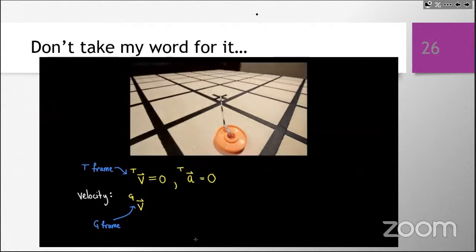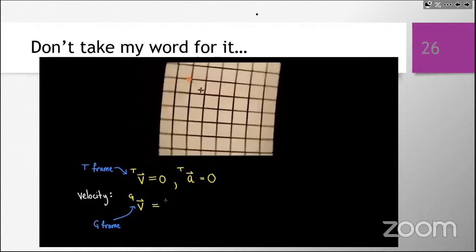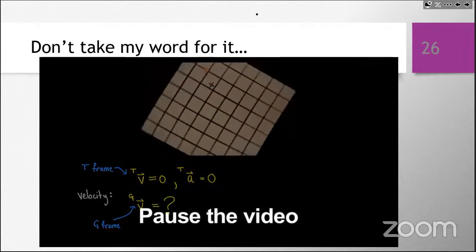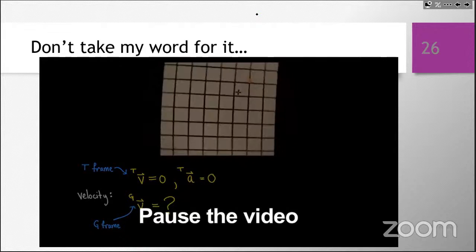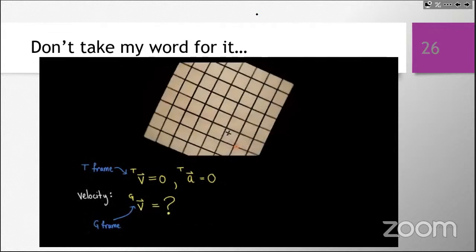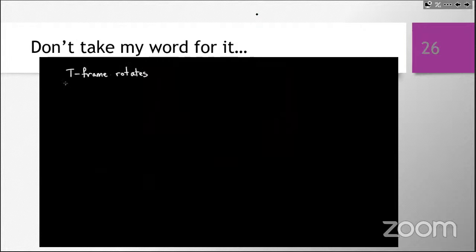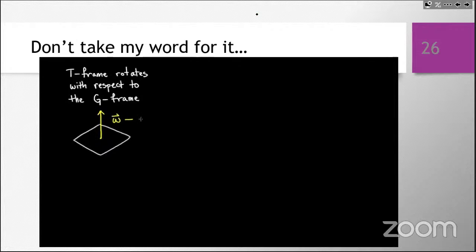Pause the video here to determine the velocity of the disk as seen from the ground frame. What would it be? I'm not going to pause it. According to the G frame, the T frame is rotating with some angular velocity represented by the vector omega. Omega points along the axis of rotation with magnitude equal to the angular velocity. The velocity of the disk according to the G frame is entirely due to the rotation of the T frame and thus can be represented by omega cross r.